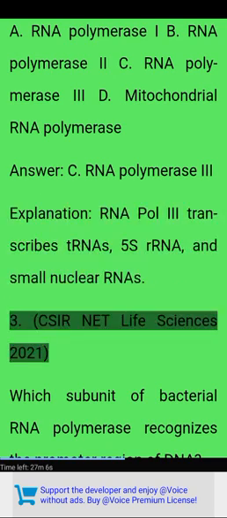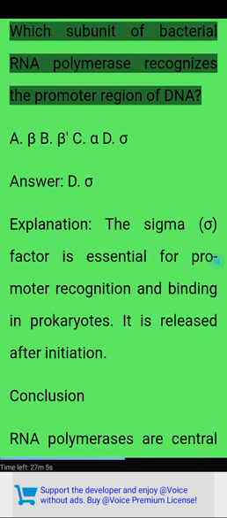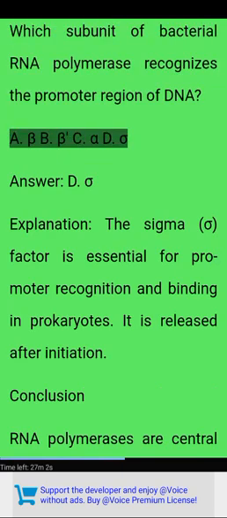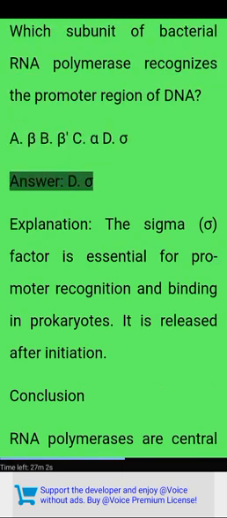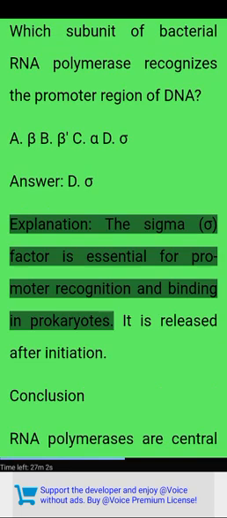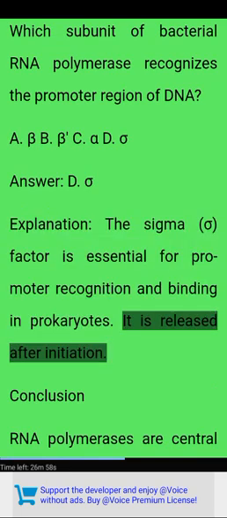3. CSIR-NET Life Sciences 2021. Which subunit of bacterial RNA polymerase recognizes the promoter region of DNA? A, beta. B, beta prime. C, alpha. D, sigma. Answer: D, sigma. Explanation: The sigma factor is essential for promoter recognition and binding in prokaryotes. It is released after initiation.